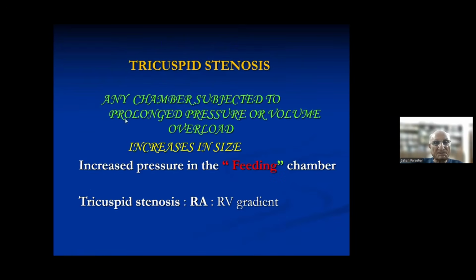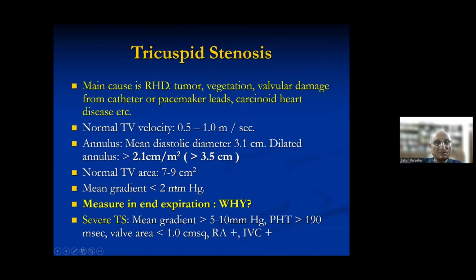So again, now coming to tricuspid stenosis, just 3, 4 slides. Any chamber subjected to prolonged increases in size. Now there's always an increased pressure in the feeding chamber. So in tricuspid stenosis, the feeding chamber is the right atrium. So the right atrial pressure increases. And so the most common cause is still rheumatic heart disease.